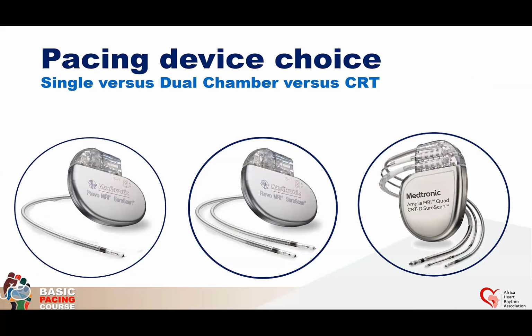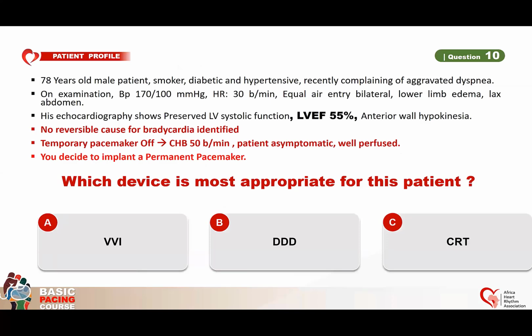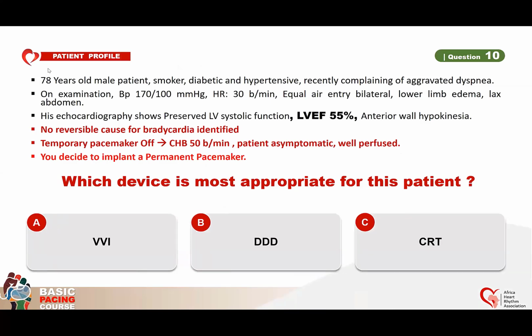So now, which mode or device to choose? Single versus dual versus CRT for our patient. So back to the scenario. 70 years old patient, normal ejection fraction, no reversible cause. You decide to implant a permanent pacemaker. Which device is most appropriate for this patient?